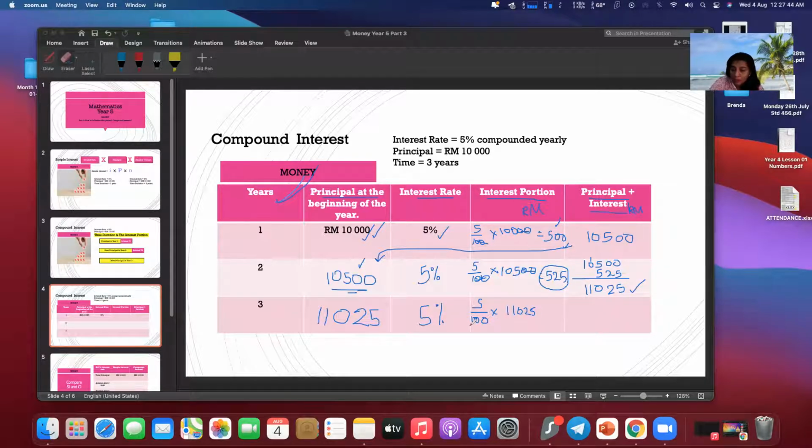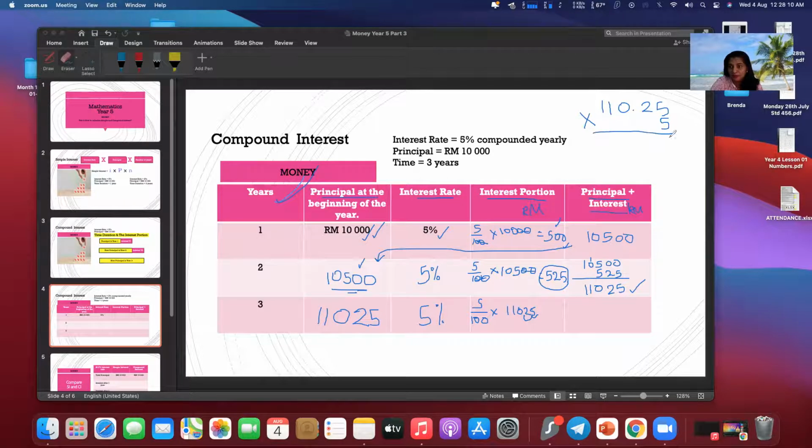Now, this requires some sort of calculation. So, how are we going to do this? Well, actually, it's not that difficult. 11,025 divided by 100, if you move the 2 decimal points, it's going to become $110.25. All you need to do is take $110.25, that is this divided by 100, and multiply it by 5.